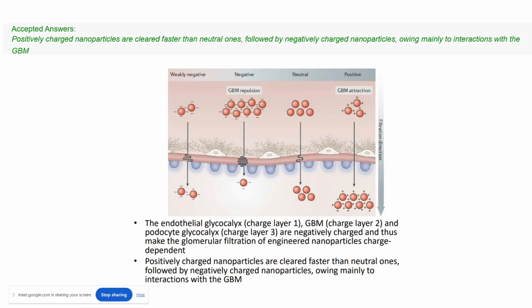So the negative ones would be the most repelled, which is why positively charged nanoparticles are cleared first, then neutral ones, and at last negatively charged nanoparticles are cleared, because most of these layers will have negative charge. There are three layers of negative charge already present.